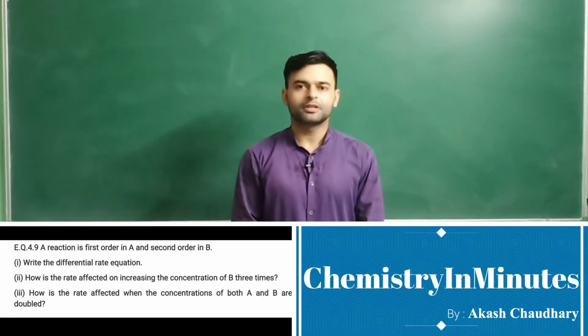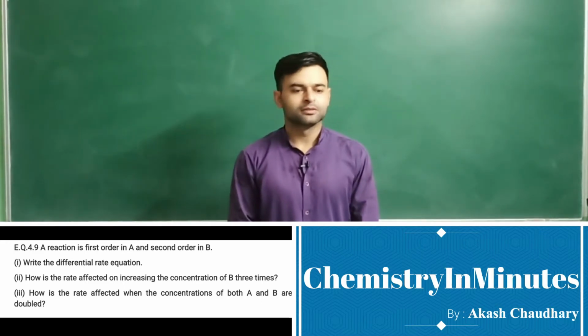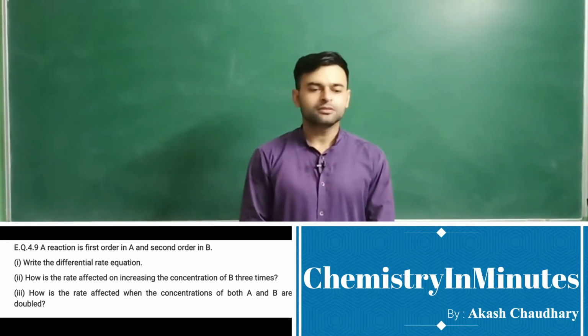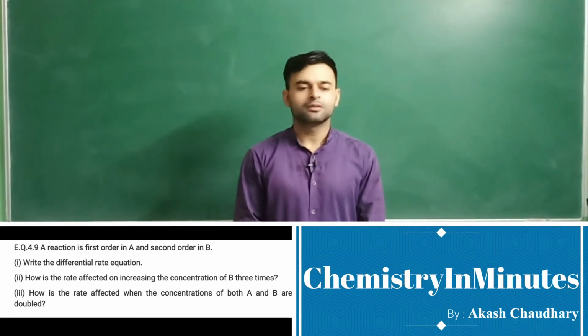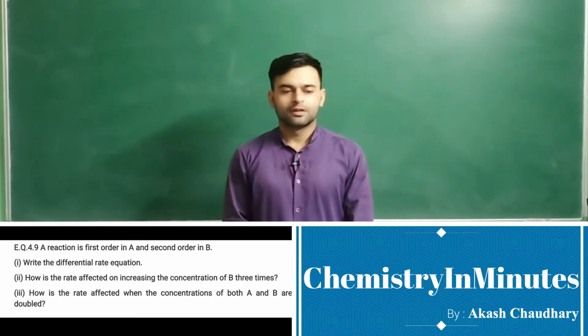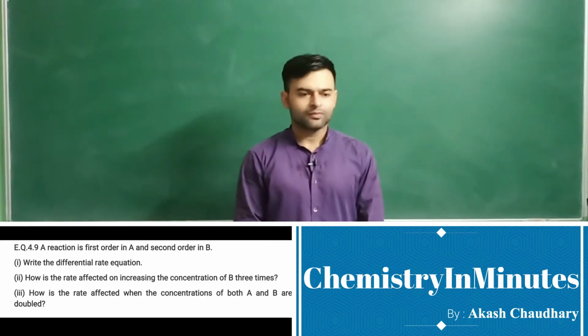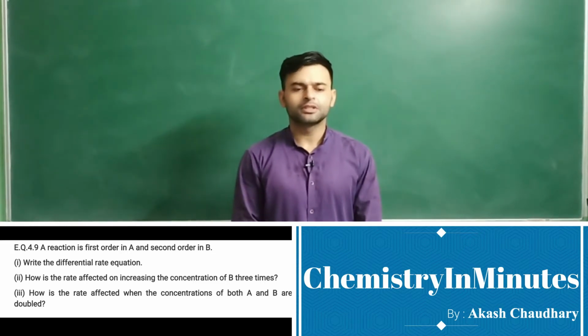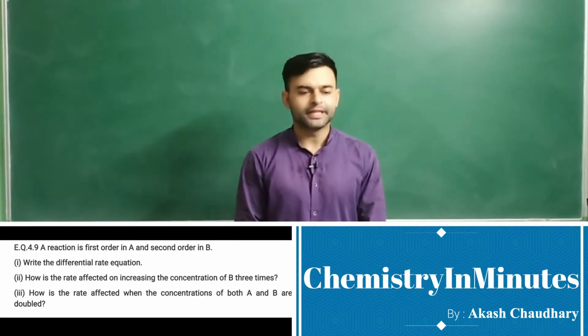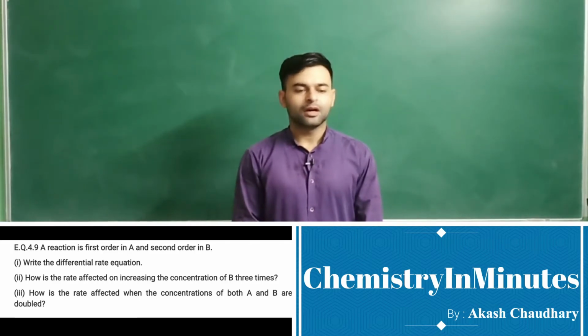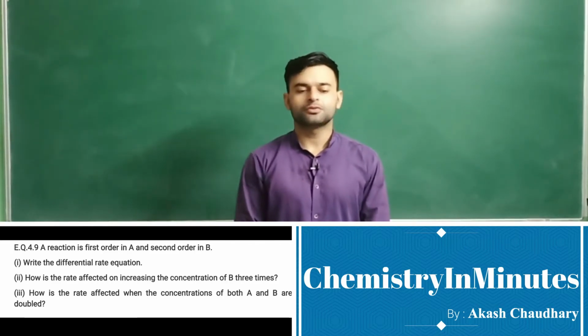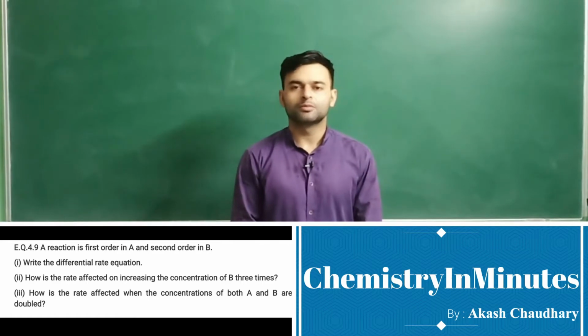The question now appearing on your screen is exercise question 4.9. The question is, a reaction is first order in A and second order in B. First, write the differential rate equation. Second, how is the rate affected on increasing the concentration of B 3 times? And third, how is the rate affected when the concentration of both A and B are doubled?